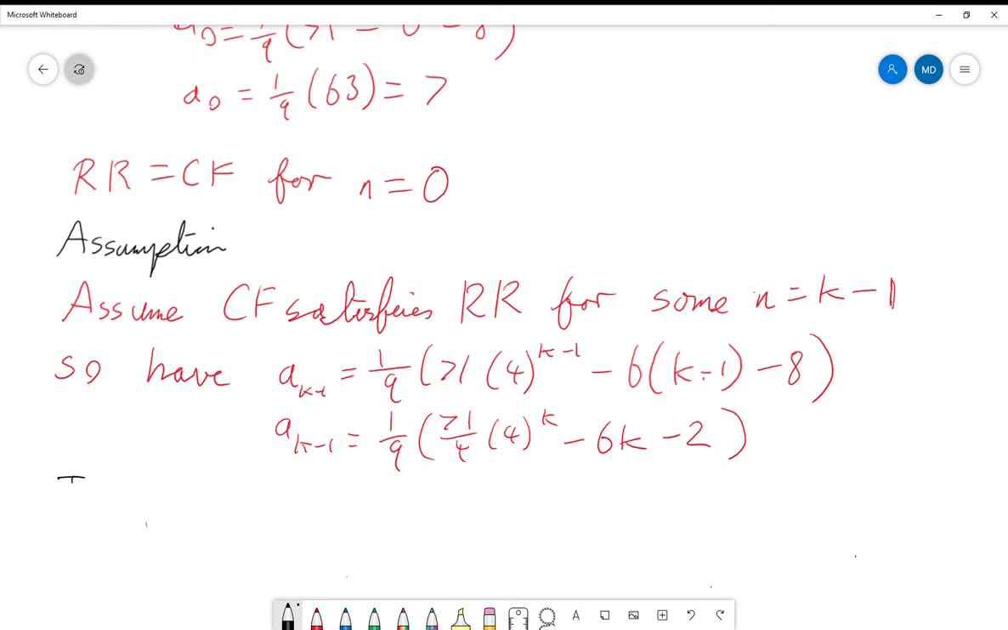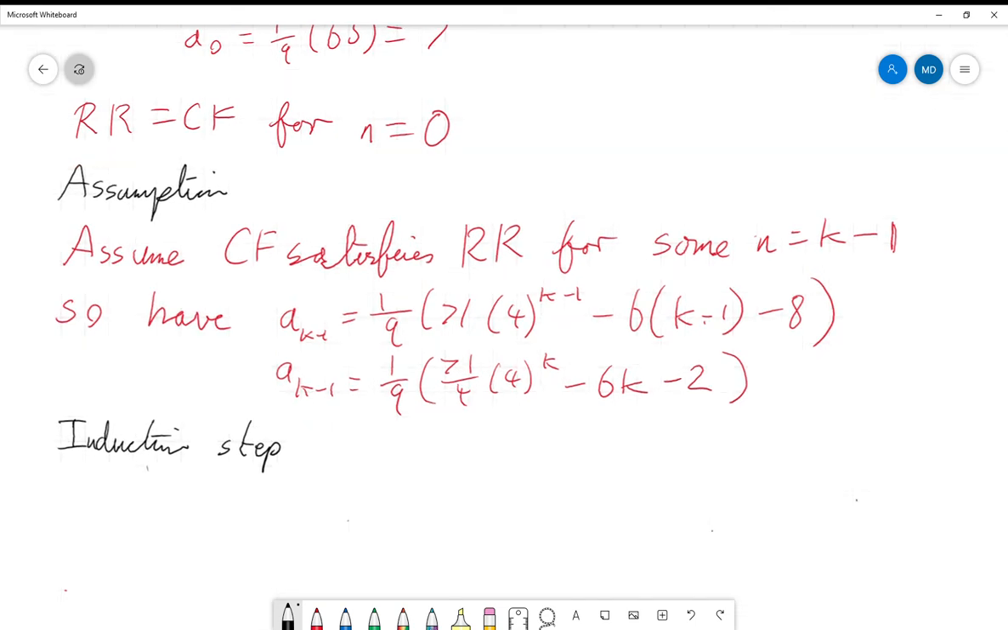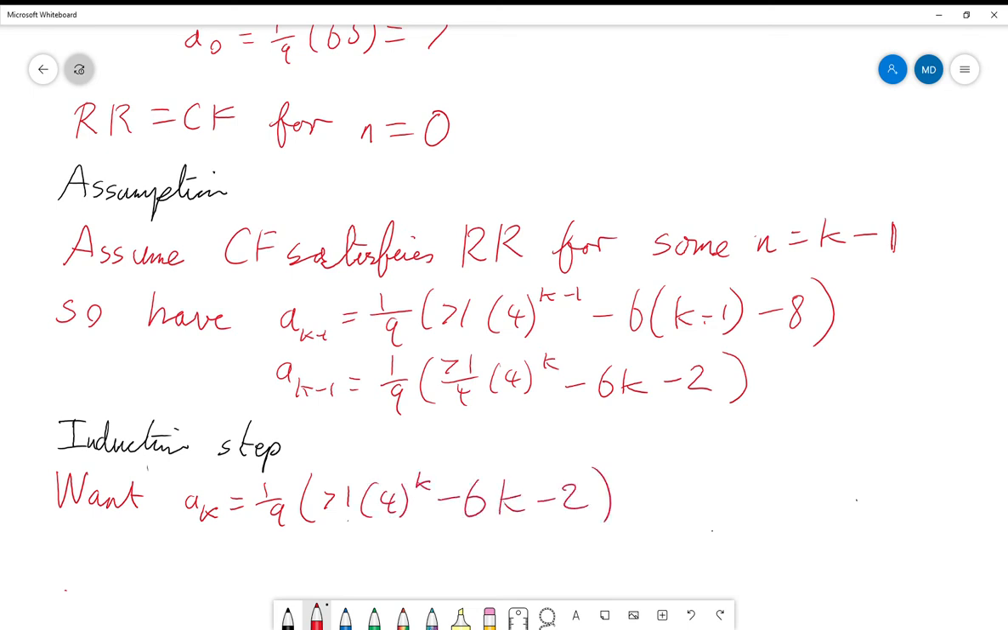And then we want the inductive step. And what we want is that AK is equal to 1/9 of 71 multiplied by 4 to the k minus 6k minus 2. That's what we want.